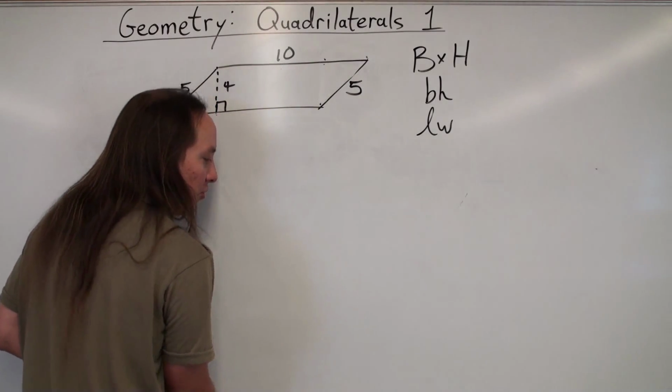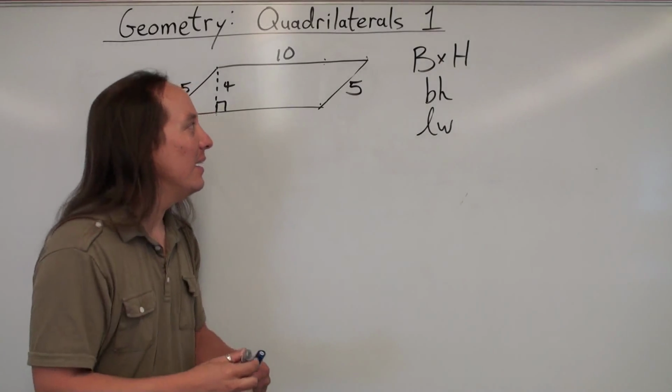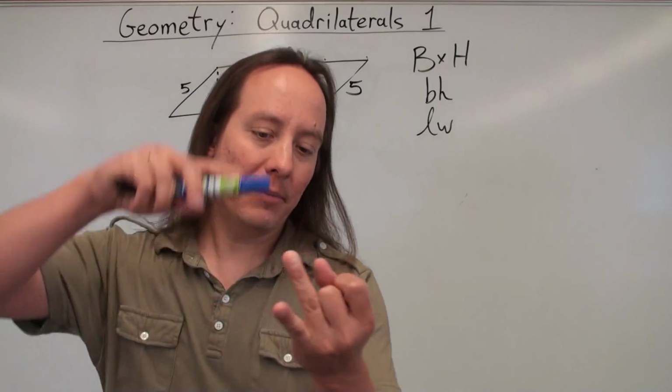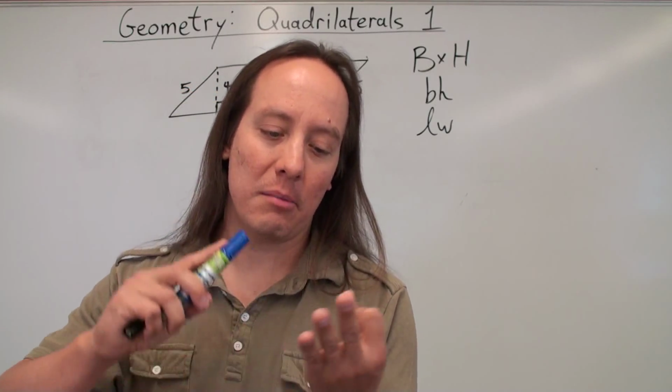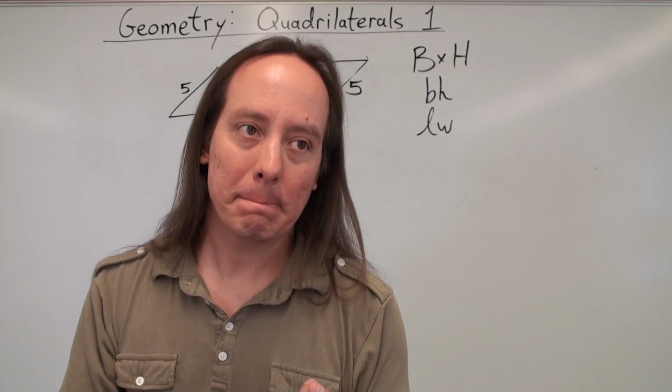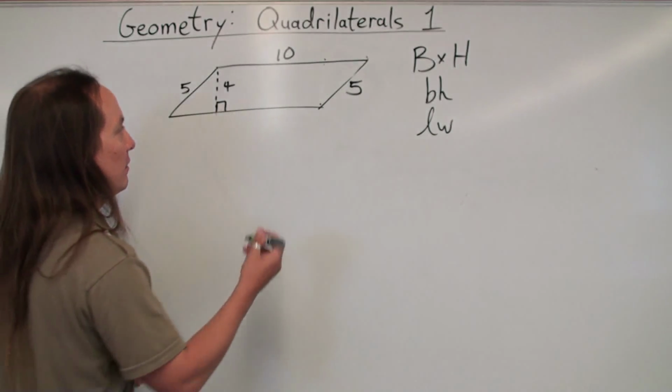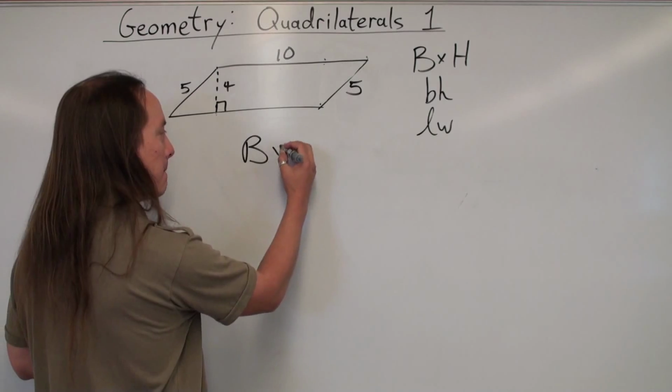We're not doing anything too wild in this video. It's the same formula, base times height. So it's pretty cool. The square, the rectangle, and the parallelogram, they're all base times height, just to simplify, one formula for all 3. So, base times height.